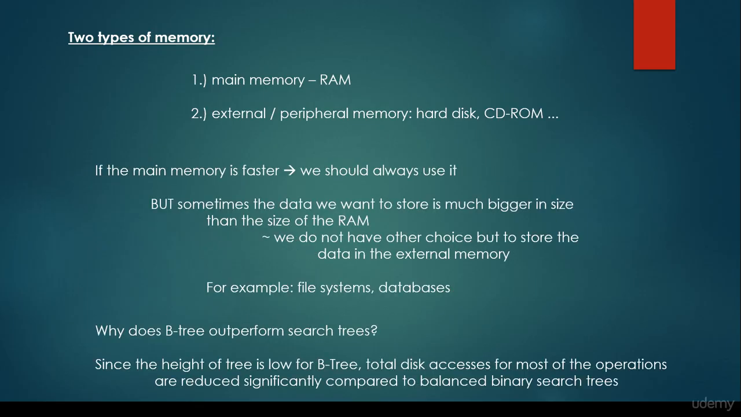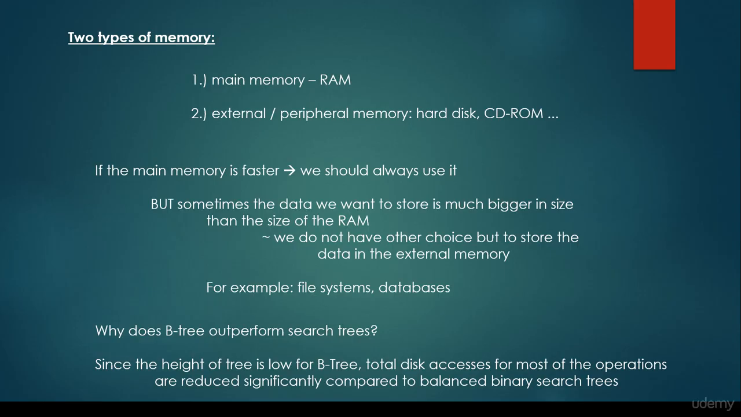Okay, so if the main memory is faster, then the intuition is, okay, we should use it always. But sometimes the data we want to store is much bigger in size than the size of the RAM. And we don't have another choice but to store the data in the external memory, such as for example for file systems or for databases.